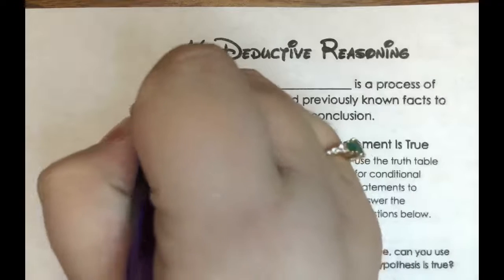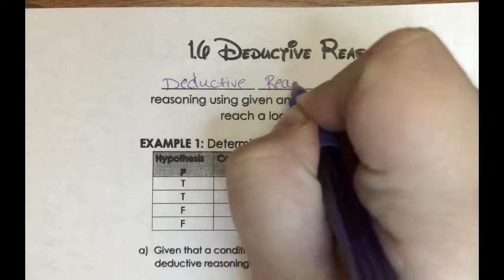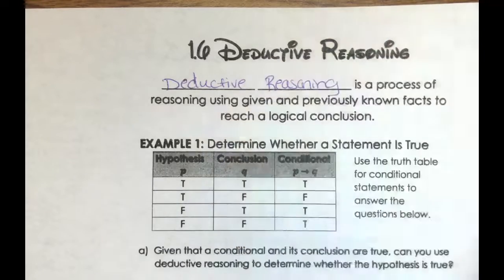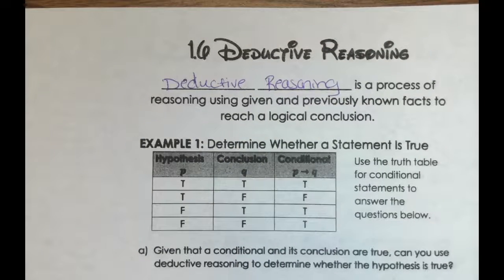Deductive reasoning, that's what we're going to talk about today. Deductive reasoning is a process of reasoning using given and previously known facts to reach a logical conclusion.